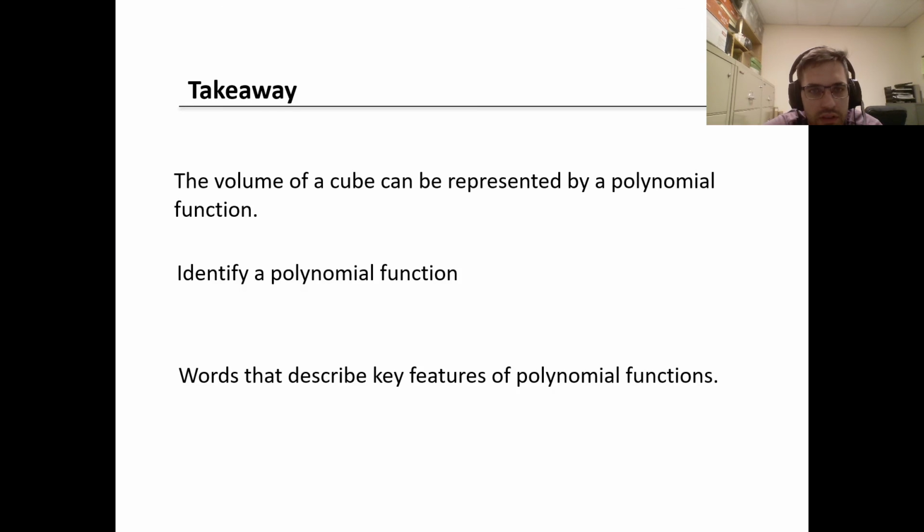Okay, so some takeaways. Hopefully we've got a little bit of exposure with polynomials. This is kind of us sticking our feet in the water. We'll go a lot more in depth on these in future lessons.